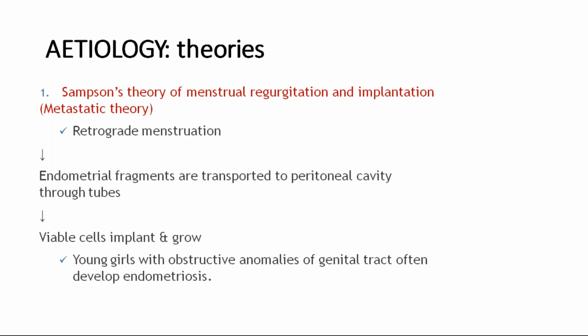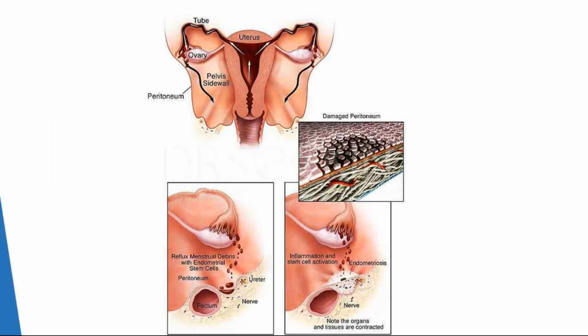So this is most commonly seen in young girls who have an obstructive abnormality, some obstruction at the outlet of the genital tract. They have this retrograde flow of the menstrual fluid along with the endometrial fragments. They get implanted wherever they fall, and they start growing into endometrial tissue. So this is the most popular theory, Sampson's theory.